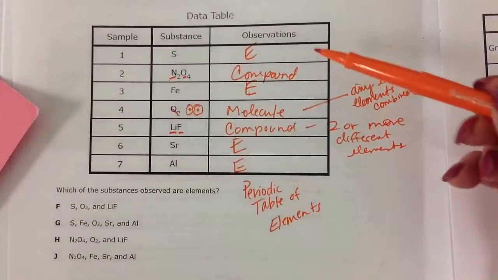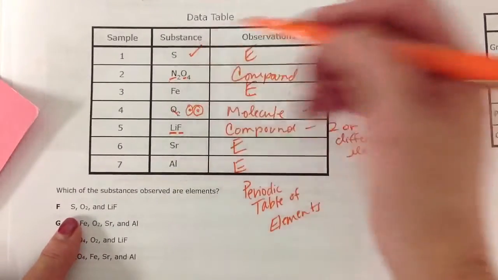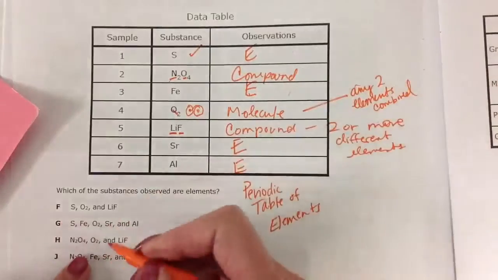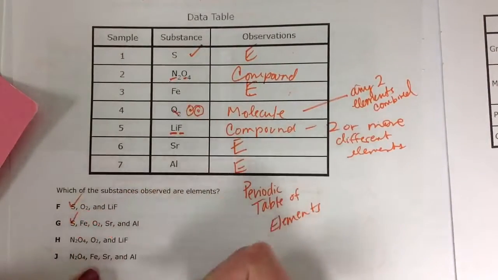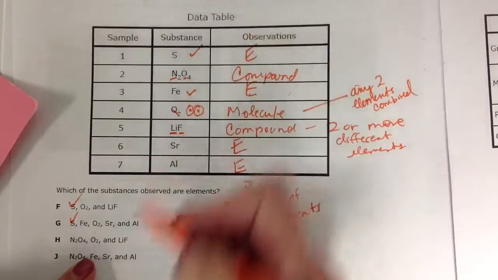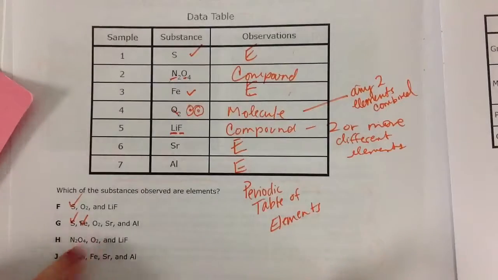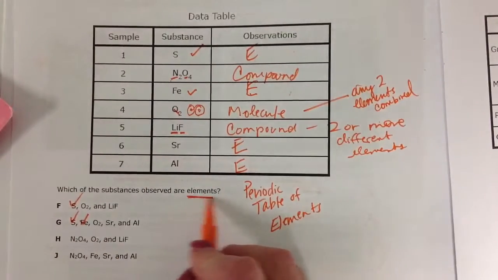So how many elements do we have? 1, 2, 3, 4. What are they? They are sulfur. So we got sulfur here, sulfur here. They are iron. We have iron here. We have oxygen. Which of the substances are elements?